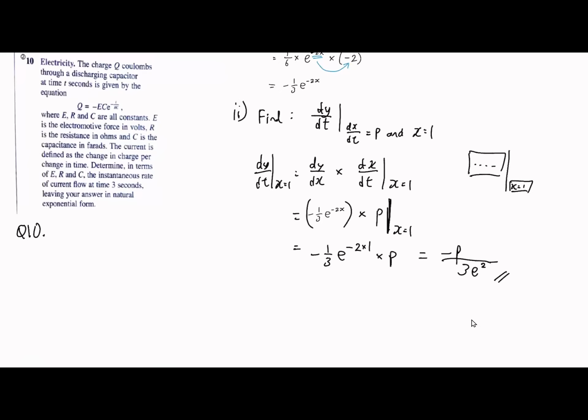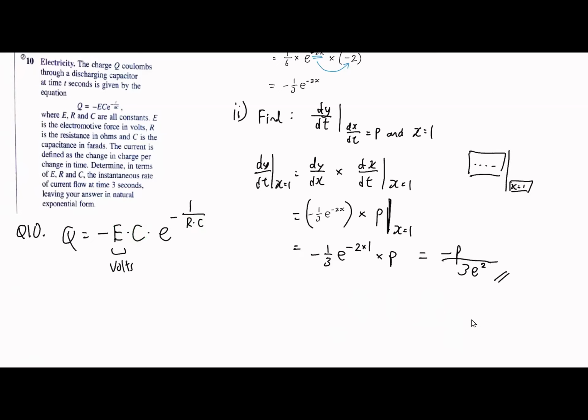Electricity. The charge Q coulombs through a discharging capacitor at time t seconds is given by the equation Q equals -E times C times e to the power of -t over R times C. I guess it's the same C, not sure. E, R, and C are constants. Capital E, capital C, and capital R, they are constants. The C appears 2 times. E is the electromotive force in volts. Wow, what is that? Never studied before. I didn't study physics.